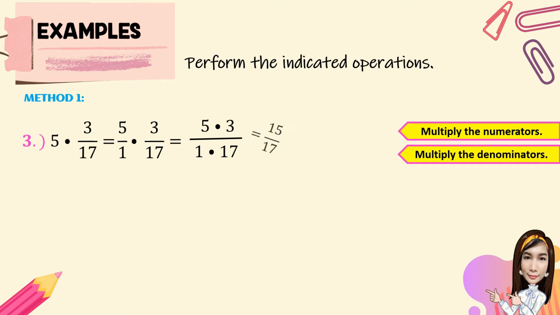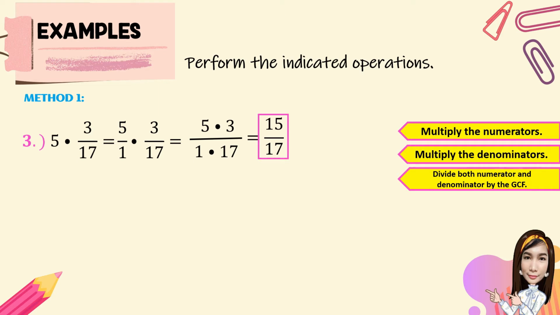So 5 times 3 is equal to 15. 1 times 17 is equal to 17. And for the last, divide both numerator and denominator by the greatest common factor or GCF. So 15 and 17 have no common factor, therefore that is the final answer.